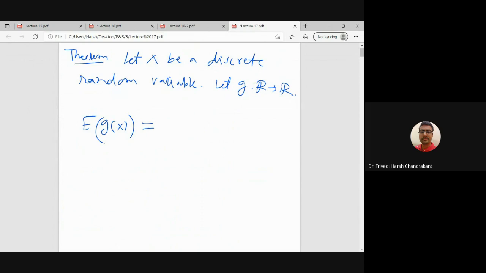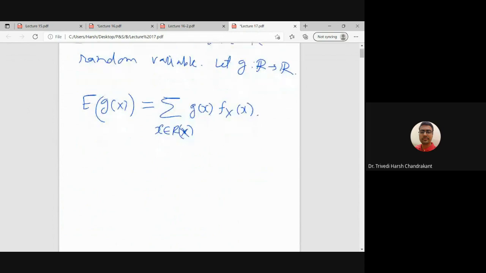So that is the summation over x belonging to the range of x of g of x times f capital X at x. So using all possible values in the range of the first random variable, we are going to show that the expectation of g of x is exactly this quantity.